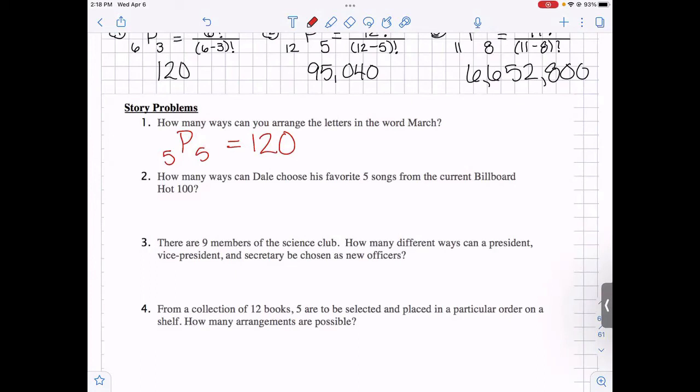Okay. How many ways can Dale choose his favorite 5 songs from the Billboard Hot 100? Okay, so how many songs do we have to choose from? 100, right? How many is he going to choose? 5. Remember, the total number of things always goes first. How many you're choosing goes second. So now type that in your calculator. Don't shout it out. Just type it in.